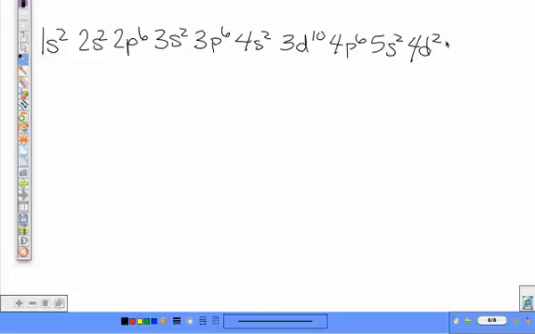Now, what's the noble gas notation? So what's the noble gas that comes before zirconium? Krypton. So basically, what comes after krypton? We'd start at 5s2 and then 4d2.